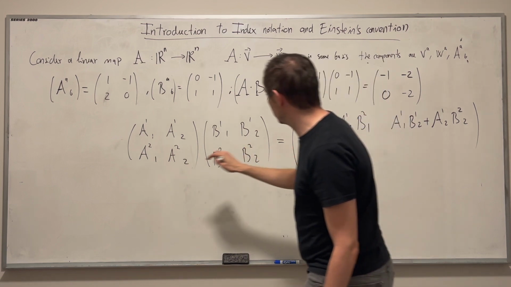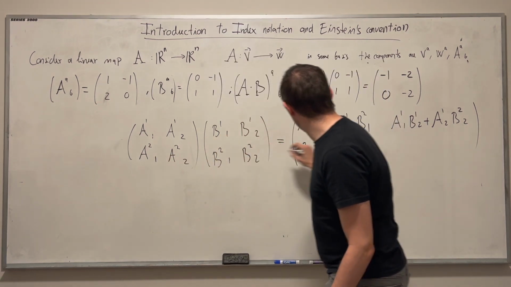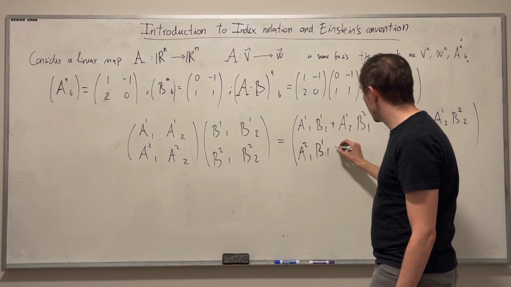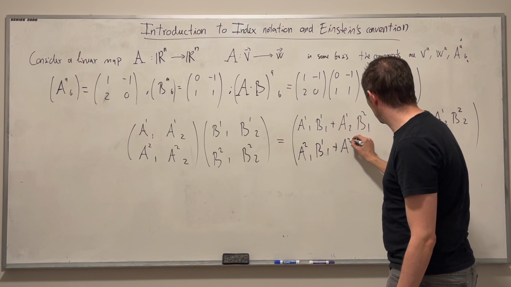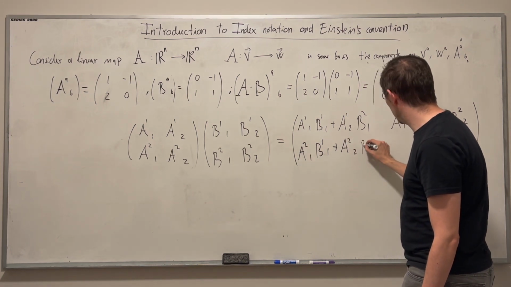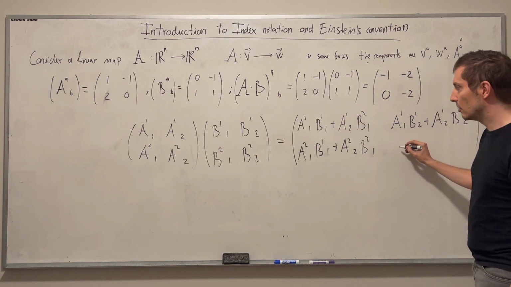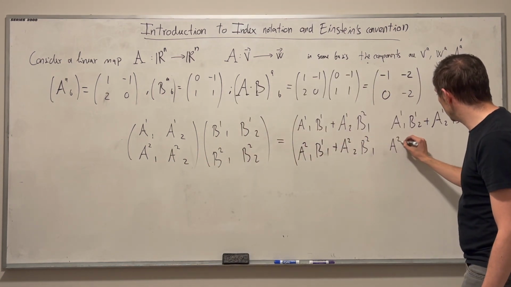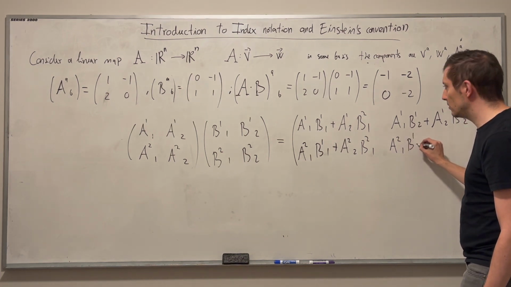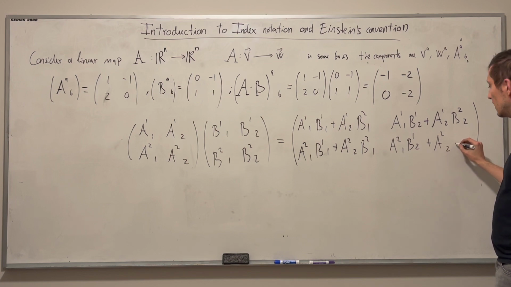How about the third entry? Well, let's do the third entry, A21, B11 plus A22, B21. What about the final entry? Okay, so we get A21 times B12, A21 times B12 plus A22 times B22.